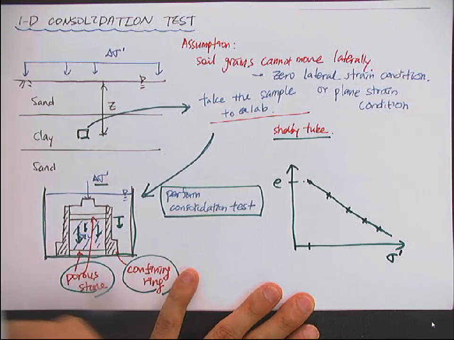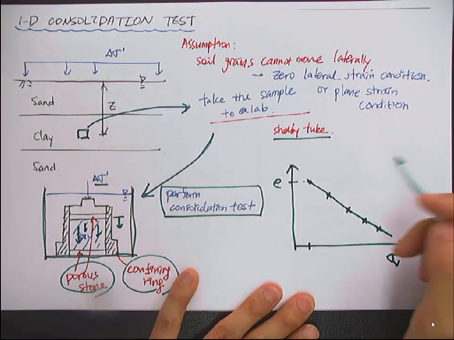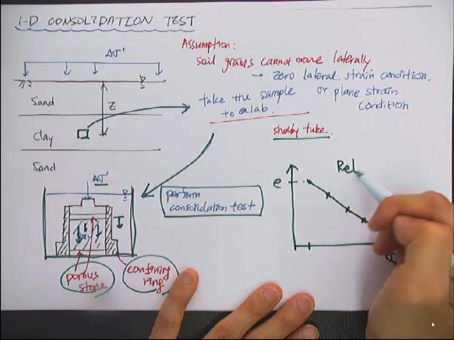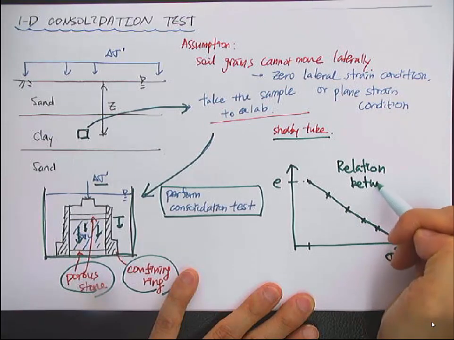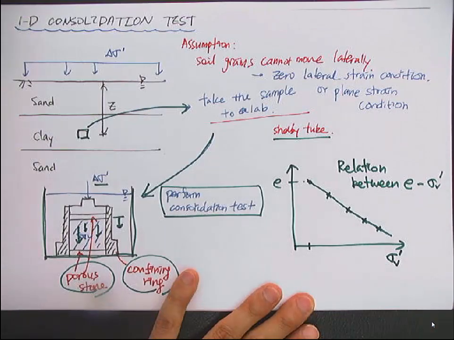versus the effective vertical stress. And from this curve, we can get the relation between void ratio and vertical effective stress.